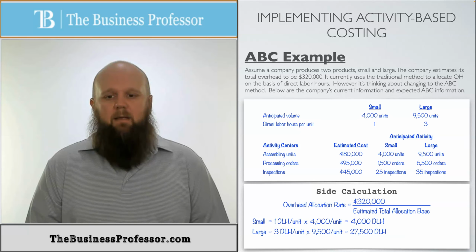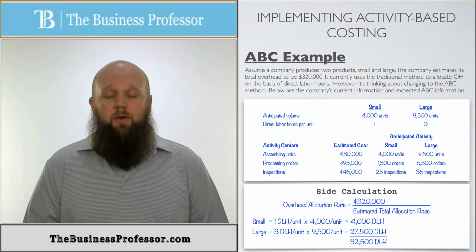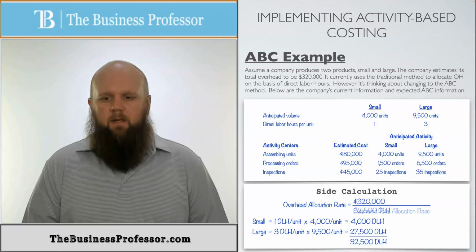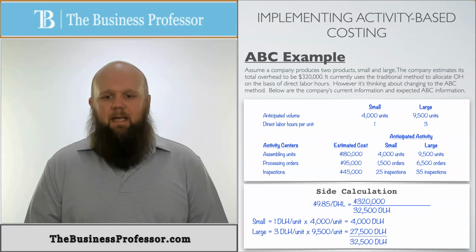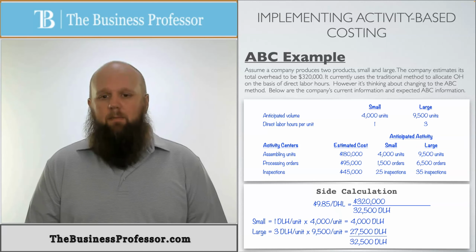And if we add the 4,000 and the 27,500, that's going to give us total expected direct labor hours of 32,500. That's what we're going to put into our equation for the predetermined overhead rate. So that's going to be our denominator. If we divide that out, that's going to give us a predetermined overhead rate of $9.85 per direct labor hour. So that's only part of it because that's the POR.